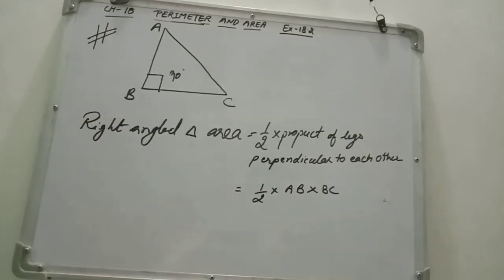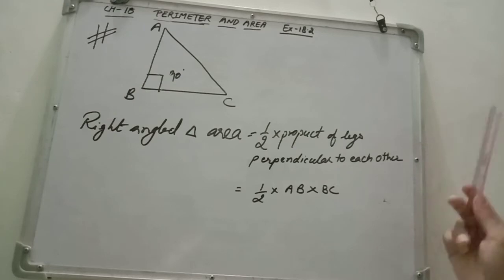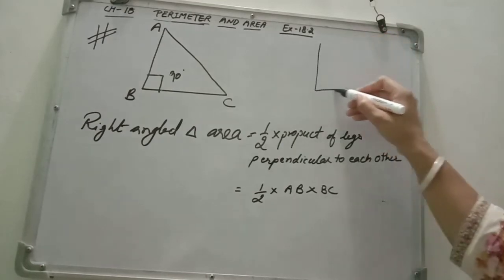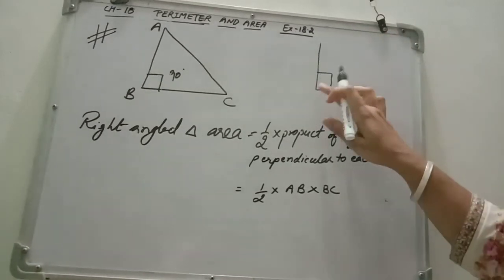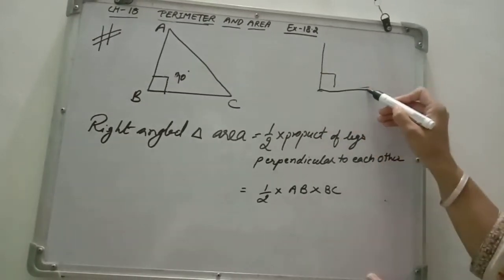In figure number 3, this type of triangle is given to you. This is called a right angle triangle because one angle is 90 degrees. That's why it is called a right angle triangle. So the area of a right angle triangle is equal to 1/2 times the product of legs perpendicular to each other. What is the meaning of perpendicular to each other? Lines which make a 90 degree angle.